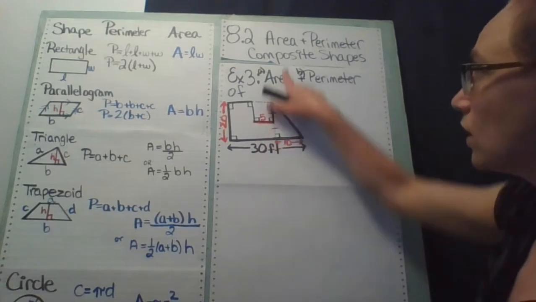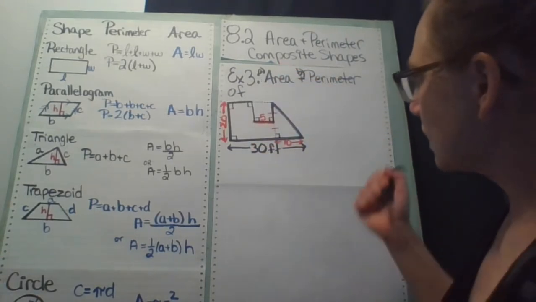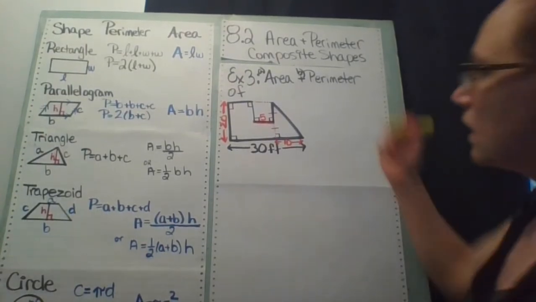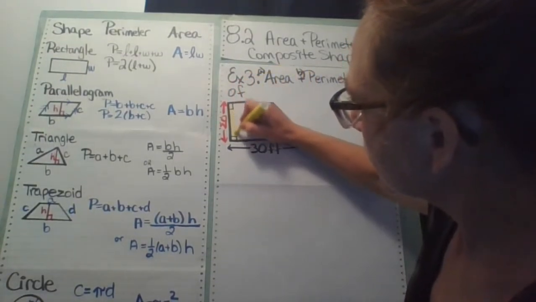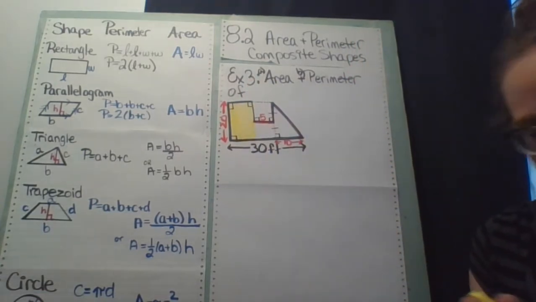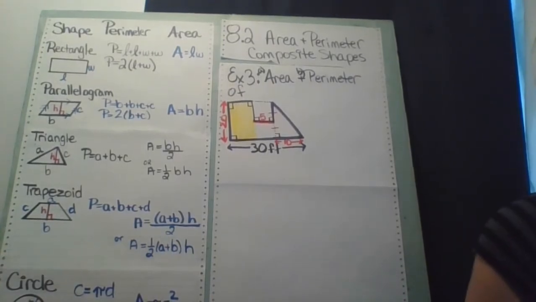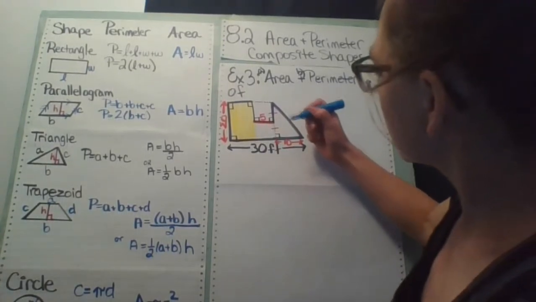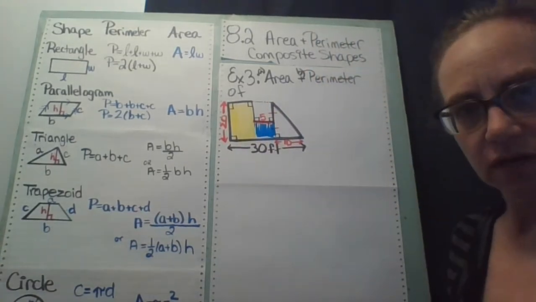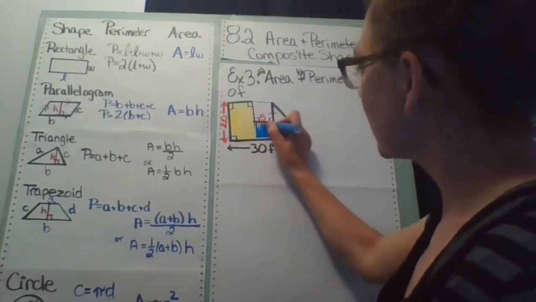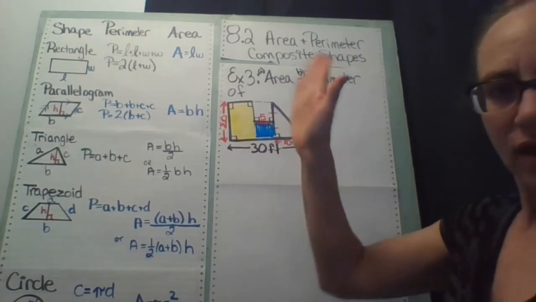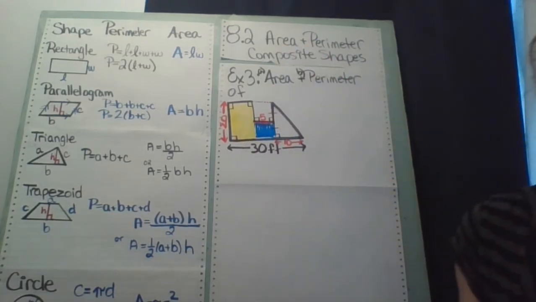So this is a true composite shape, because what I've definitely done is, hold on, I'll switch colors here, I've got a rectangle here. I have a smaller one here. And I've got my triangle. So I've got a lot of shapes happening in here. And if I break it up like this to figure out my area, easy peasy. So let's figure that out.